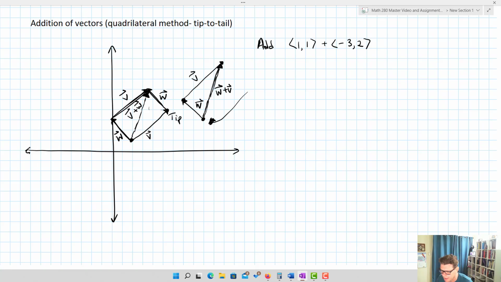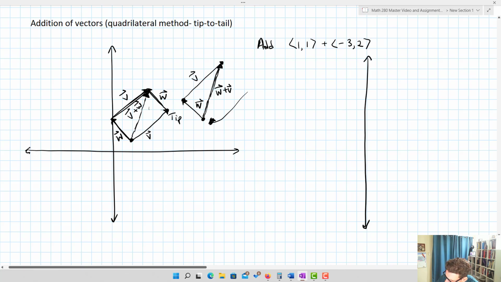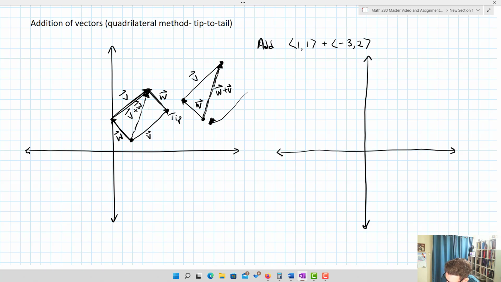That's it, okay? Now, the thing is that if we use standard position vectors, things get a lot easier, and here's why. Let's take a look at this particular example: (1, 1) plus (-3, 2). We're going to imagine that both of these start at the origin. We'll use the same basic principle. We'll start out at (1, 1), and we'll call that our vector v.